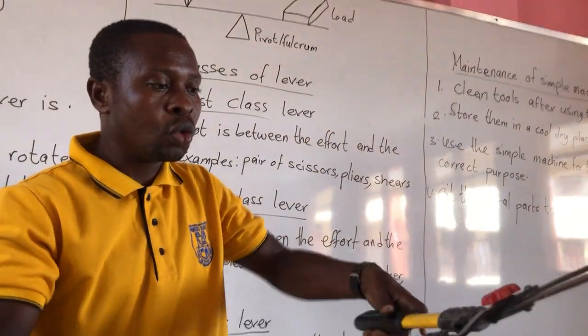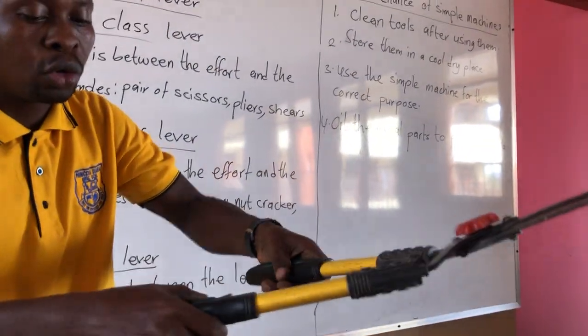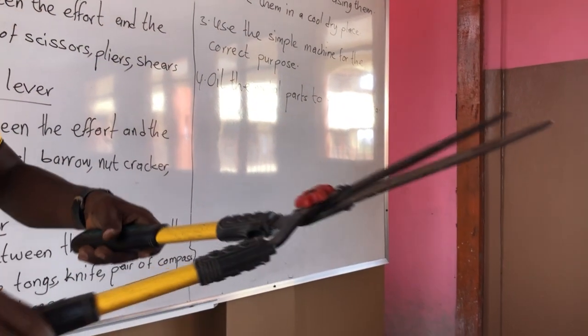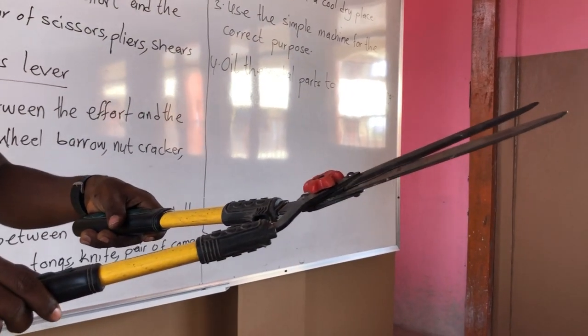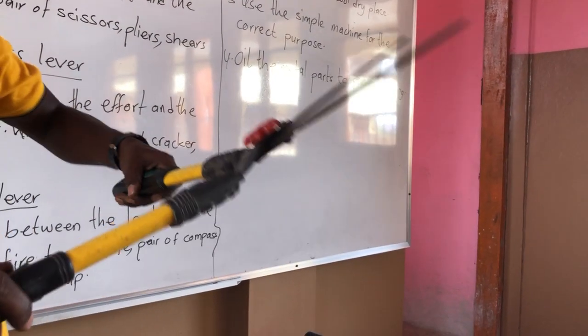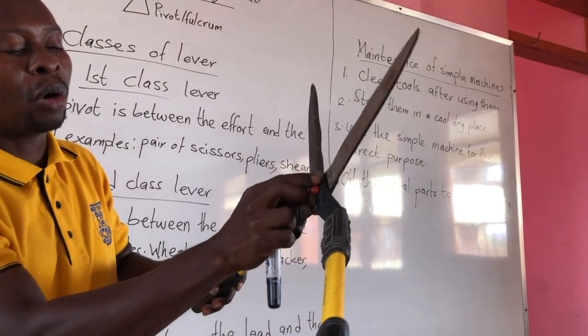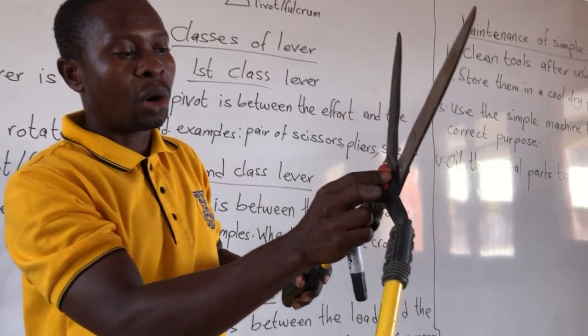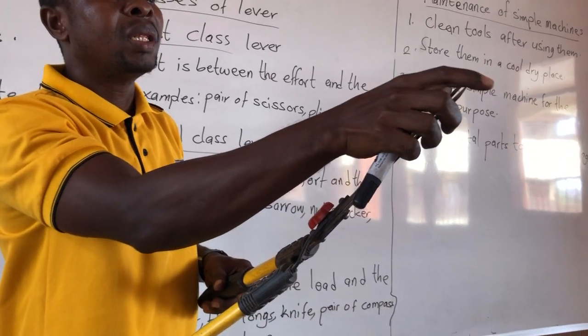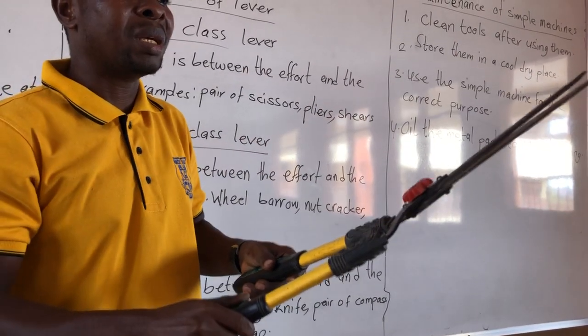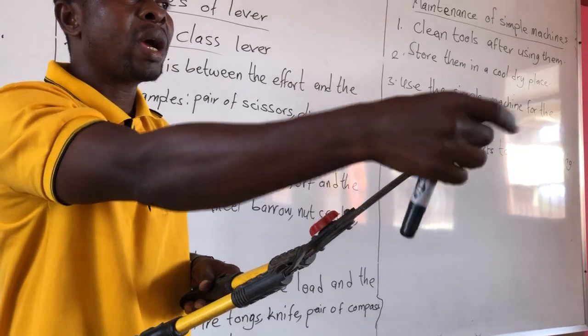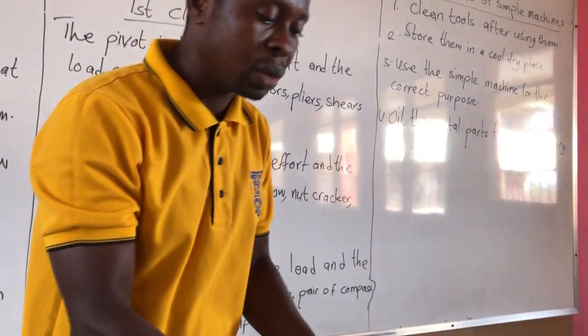You have the effort. When I want to use this to work, this is where I'm going to apply the force at the handle. So that place becomes the effort. Now the center here where it is turning becomes the pivot or the fulcrum. And the leaves that I'm cutting with it become the load. The work I'm doing with it becomes the load. Very good. Let's continue.